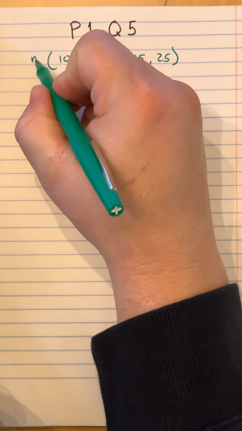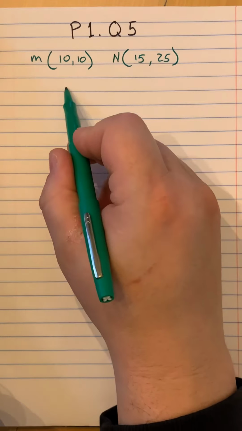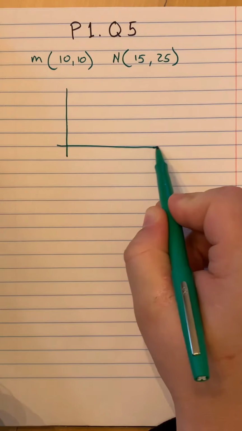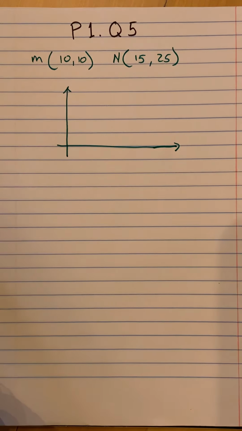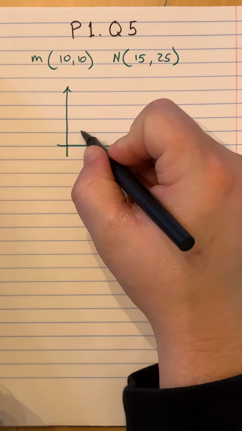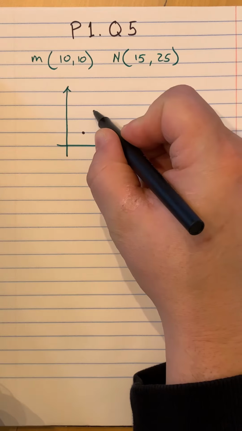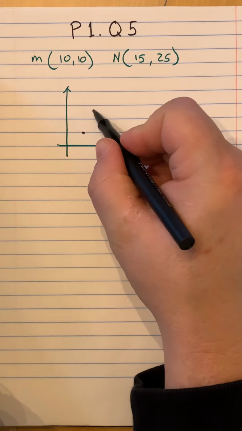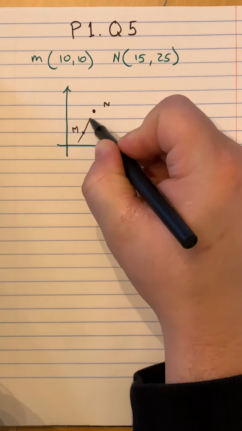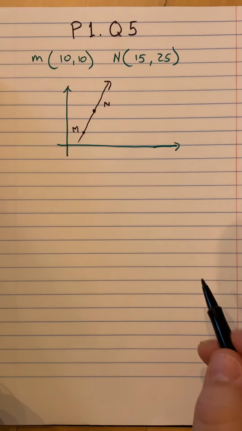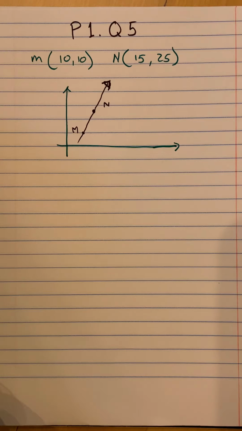So if this is point M and this is point N, you can imagine that if this is a graph, we have a line that looks something like this. If we call this (10, 10), then maybe this would be the point (15, 25). Imagine this being point M and this point being point N, and we need to know from all the possible answers which one of them would be on that same line.